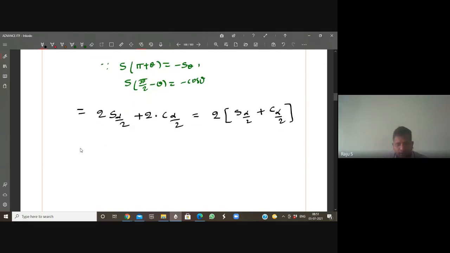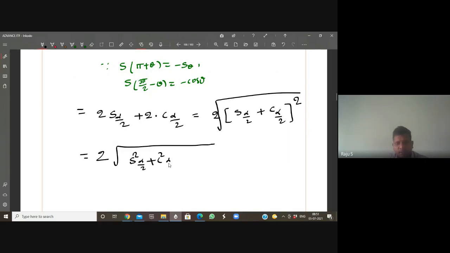So I want to do one thing. I want to write square and this square root. Is that okay? Can I write like this? Yes, we can write. The square root gets cancelled and again we get the same value. Now apply a plus b whole square. Shall I write sine square alpha by 2 plus cos square alpha by 2 plus 2 sine alpha by 2 cos alpha by 2?